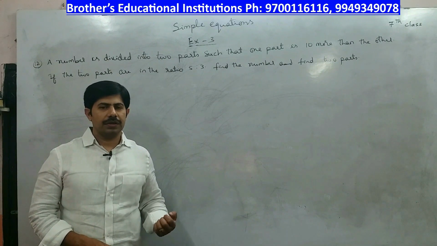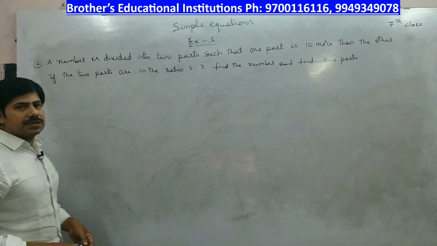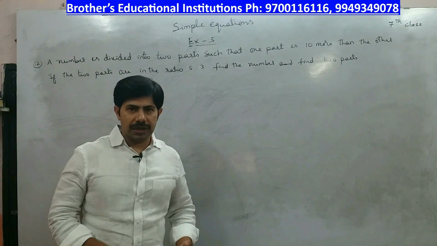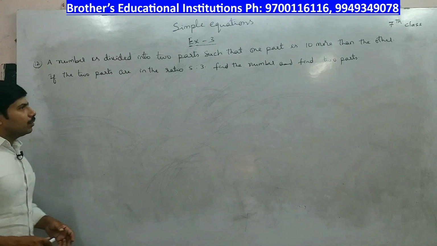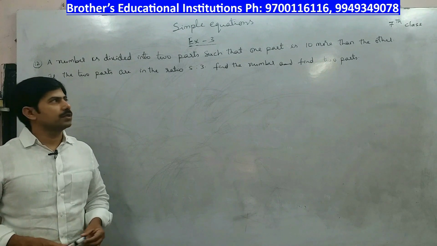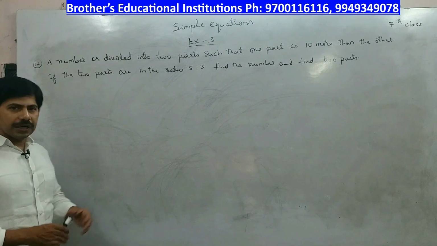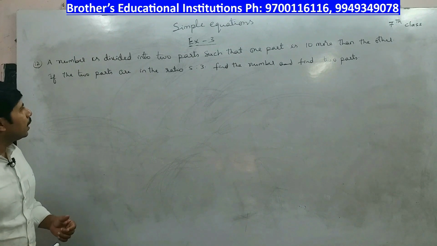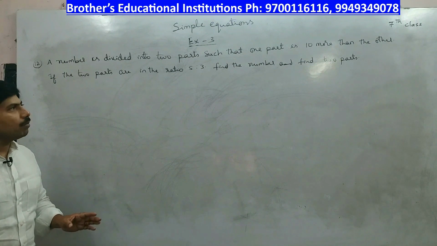So today the first problem is: a number is divided into two parts such that one part is 10 more than the other. If the two parts are in the ratio 5:3, we have to find the number and also the two parts. Before starting the problem, we need to get some conditions from the problem. A number is divided into two parts such that one part is 10 more than the other part.